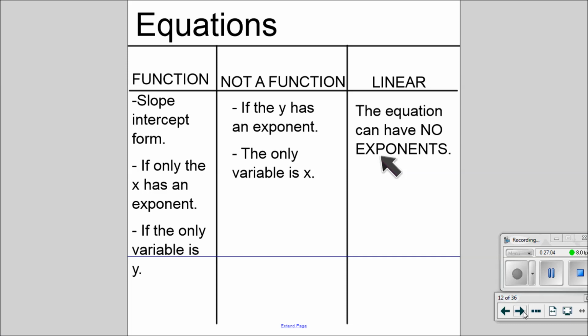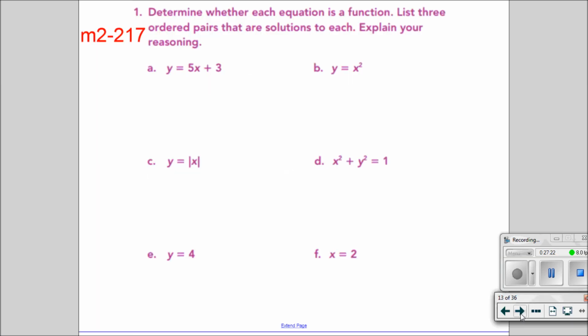Finally, let's talk about linear. In order for the equation to represent a linear graph, it can have no exponents. So again, slope-intercept form was good because normally it has no exponents. If there's an exponent, it automatically rules it out from being linear. Okay, so let's move on and let's look at your book. You've got this page 217 that has some equations on it. It says determine whether each equation is a function. Now it has some extra directions that we're not going to worry about.